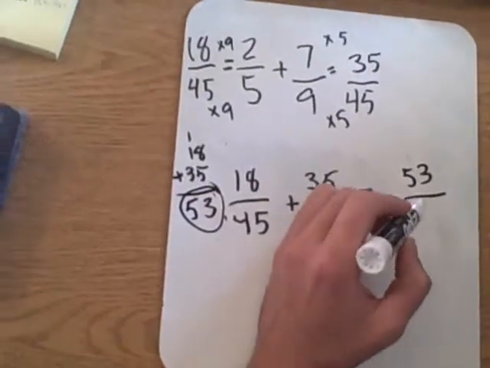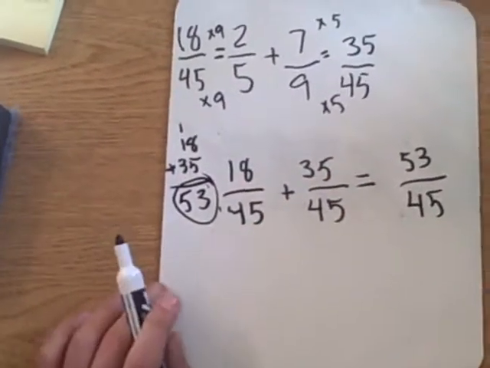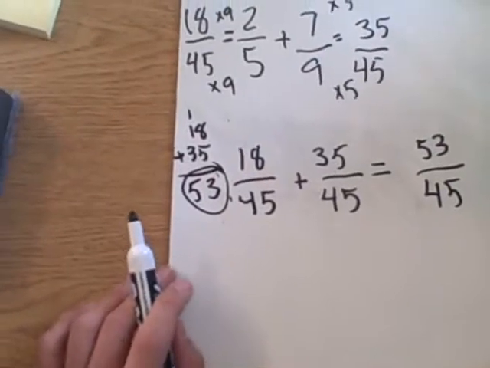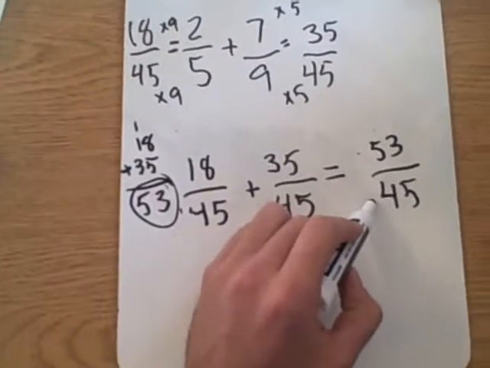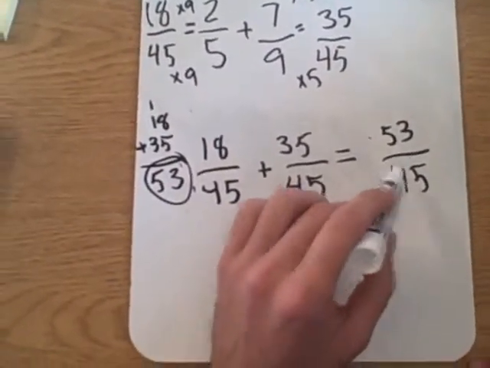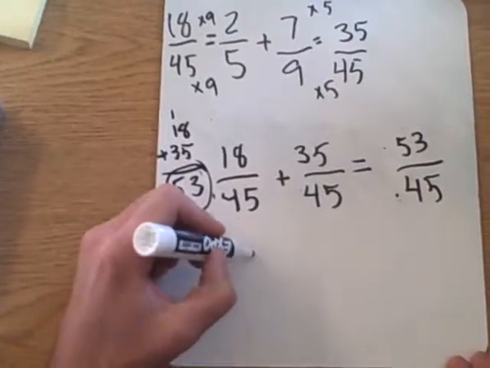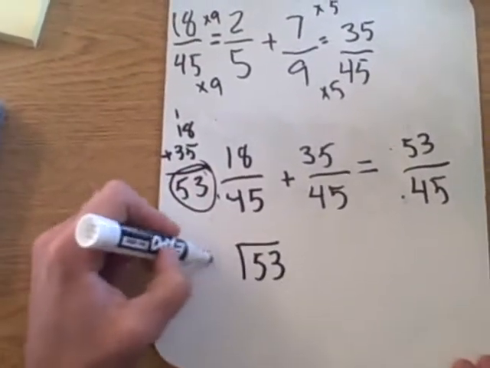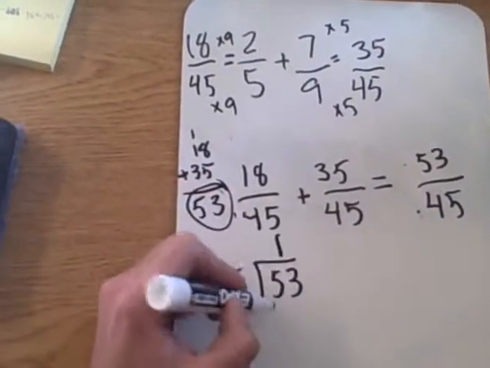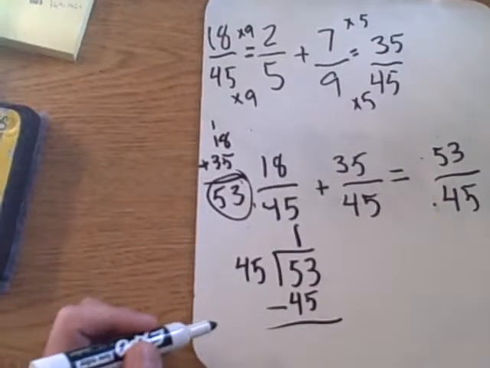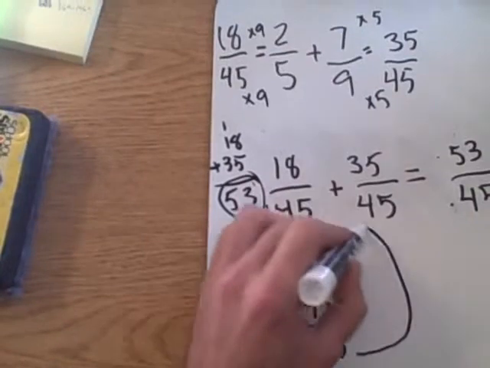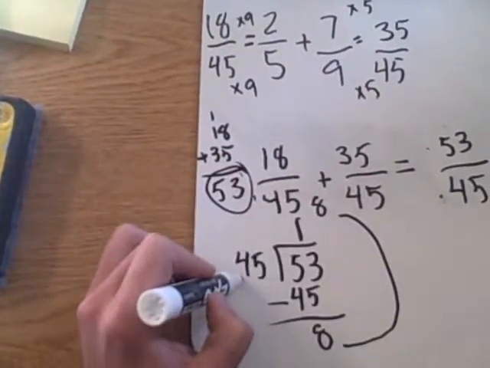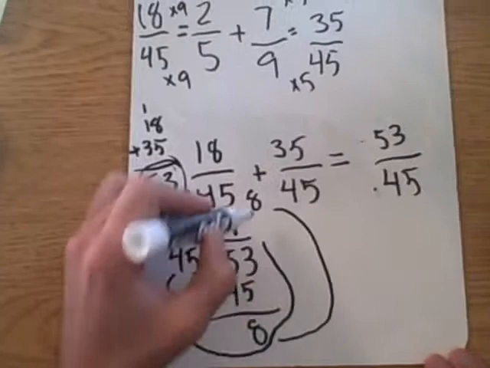over 45, which is an improper fraction. It is an improper fraction because the numerator is greater than the denominator. I can make my improper fraction into a mixed number. 53 divided by 45. How many times can 45 go into 53? Once, which would be 45 with the remainder of what, Quinn? 8. My 8 becomes my new numerator, and my divisor becomes my new denominator.